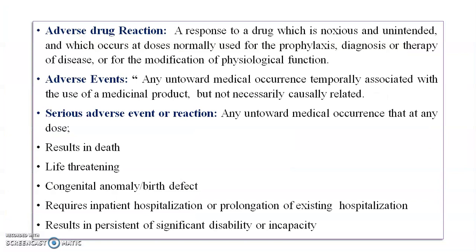If we want to define pharmacovigilance, we need to know what we mean by adverse drug reaction. An adverse drug reaction is defined as a response to a drug which is noxious and unintended, which occurs at doses normally used for prophylaxis, diagnosis or therapy of a disease or modification of any physiological function. So here, any drug which we use for intended purposes but which produces unintended effects, when used for example for diagnosis, we call it an adverse drug reaction. And simultaneously, we must also know what we mean by adverse events.